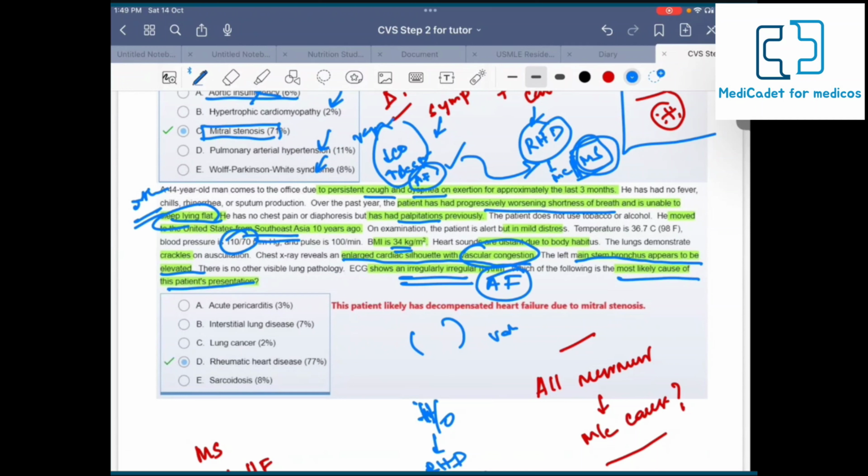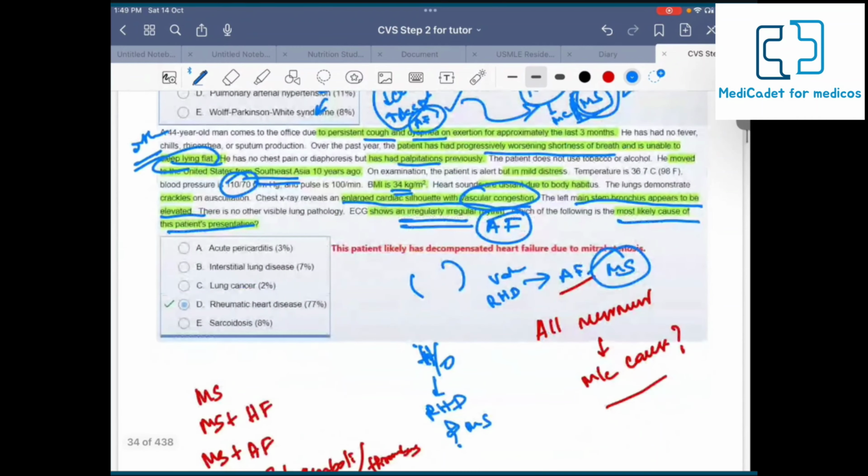Okay, the valvular disease associated with RHD that can cause AF will be MS, right? So the most common presentation is RHD. You don't even have to find out if it's MS or not. They're asking what is the reason, and it's rheumatic heart disease. Always keep this flowchart in your mind.